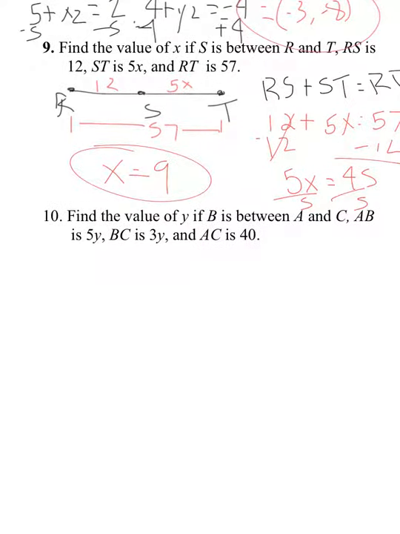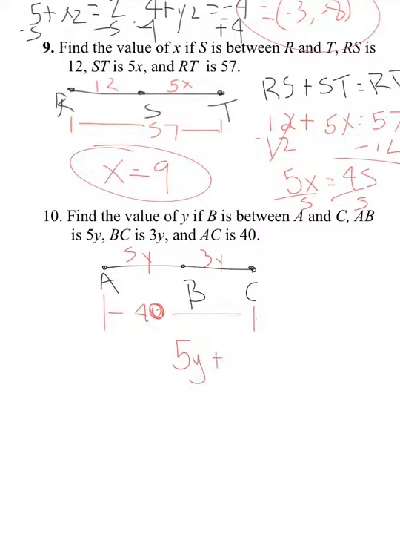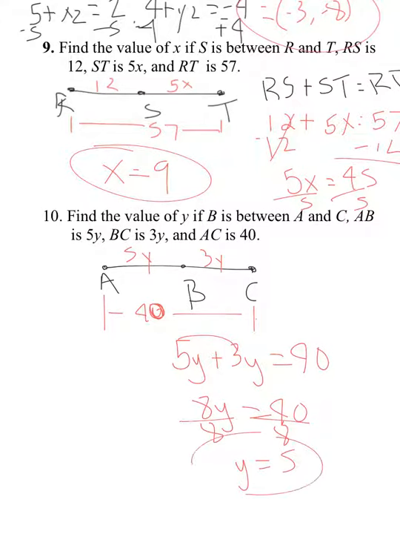Easy problem. Number 10 is the same thing with different numbers, so I'll go through this a little more quickly. A, C, B, 5y, 3y, 40. So 5y plus 3y equals 40. 8y equals 40, because you're going to combine them, they're like terms, and y equals 5.